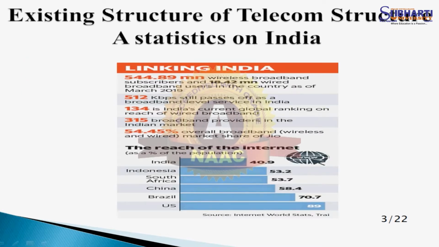Here we can look at the existing structure of telecom with the statistics on India. The Indian economy is currently undergoing a structural shift. The production of merchandise such as agriculture and manufactured products are contributing a smaller share of economic output, while the contribution of the service sector is growing. The telecom sector in India has witnessed rapid changes in the last 5 years. There have been far-reaching developments in information technology, that is IT, consumer electronics and media industries across the globe.